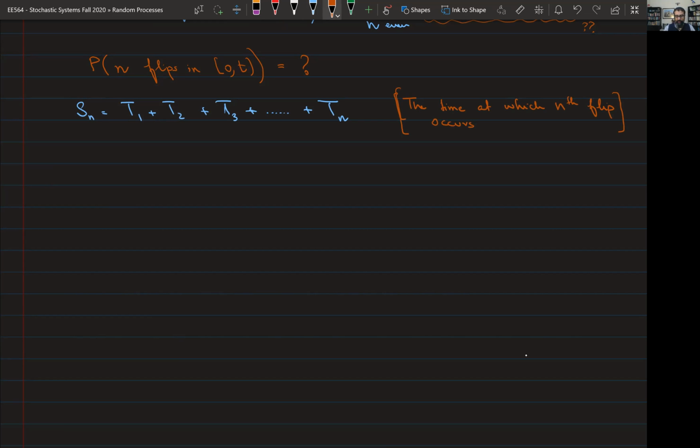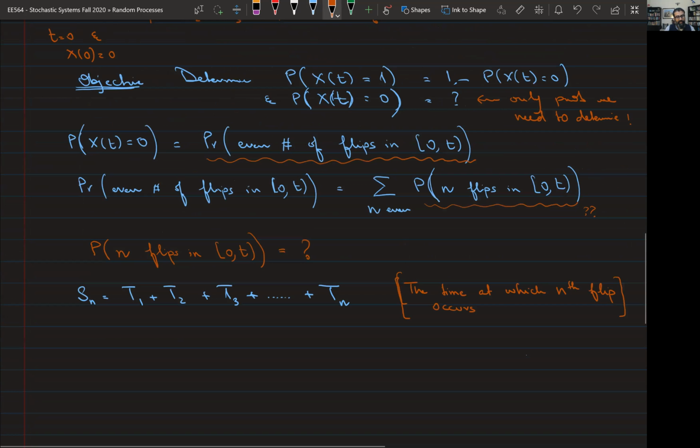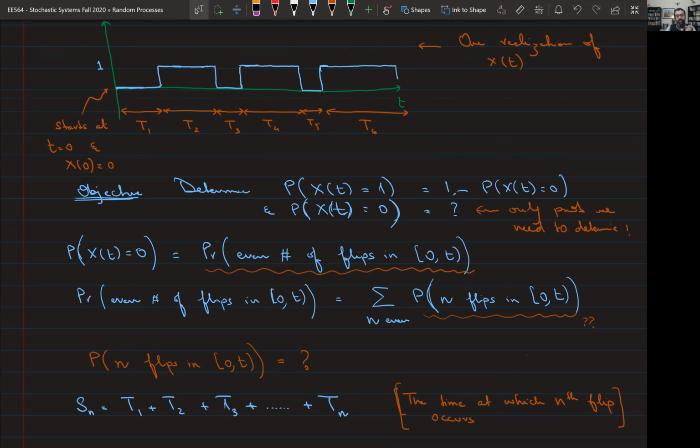Okay. So this is just a sum. For example, if you go back and look at this realization of the random process, if I add T1 and T2, what do I get? T1 plus T2, which is equal to S2, is exactly that time. So this is S1, this is S2, this is S3, and so on. This is S4, this is S5, and this is S6, right? And S6 is really therefore T1 plus T2 plus T3 plus T4 plus T5 plus T6, and it is exactly the time at which the sixth flip occurs.